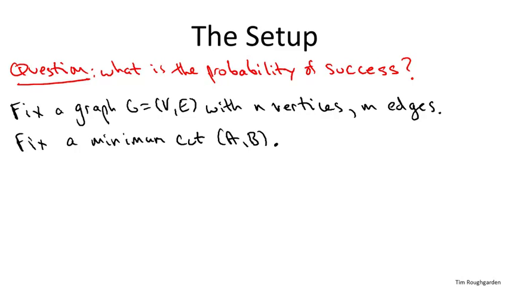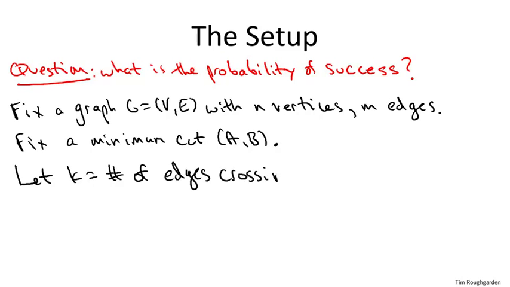Okay, so I'm going to focus on a distinguished minimum cut A comma B, and we're only going to define the algorithm as successful if it outputs this particular minimum cut AB. If it outputs some other minimum cut, we don't count it as successful. Okay, so we really want this distinguished minimum cut A comma B.